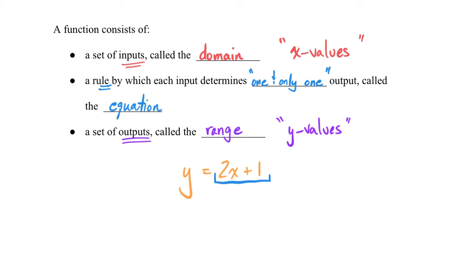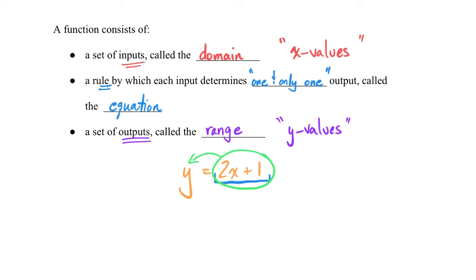All of that now spits out a y value. So if I take my input, I put it into my rule, I do whatever it says, then when I calculate that, it's going to spit out a y value, an output. And there's how our relations work.